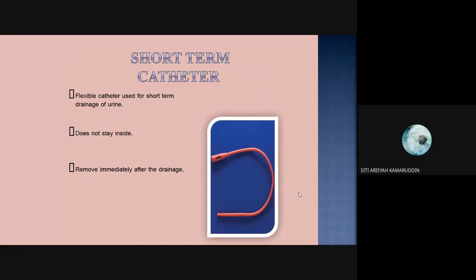So this is short-term catheter. For Foley catheter, we place it for longer term, but for short-term catheter, we only put it to collect the urine. For example, if you want to collect the urine for specimen to send for urinalysis in case the patient is suspected of UTI.